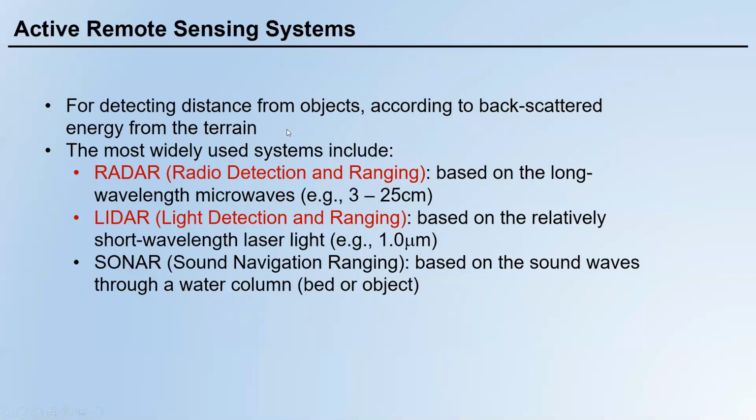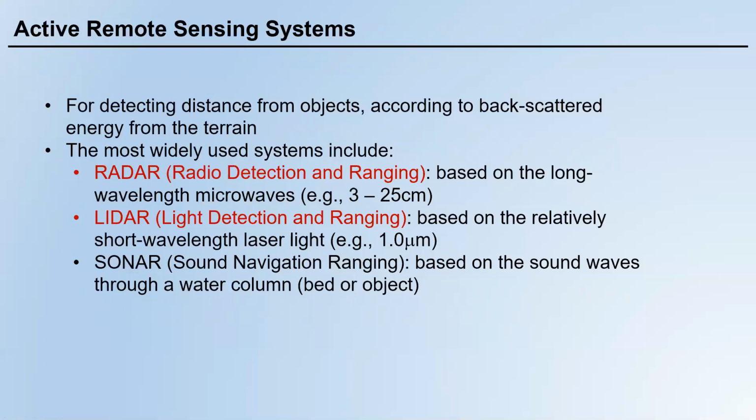So backscattered energy can also be considered as reflected energy, but this energy is not from the sun, it's from sensors. Okay, so the most widely used systems include 2 categories. First one is called radar, radio detection and ranging, based on the long wavelength microwaves from 3 to 25 centimeters. It's not nanometer, it's not micrometer, it's centimeter.